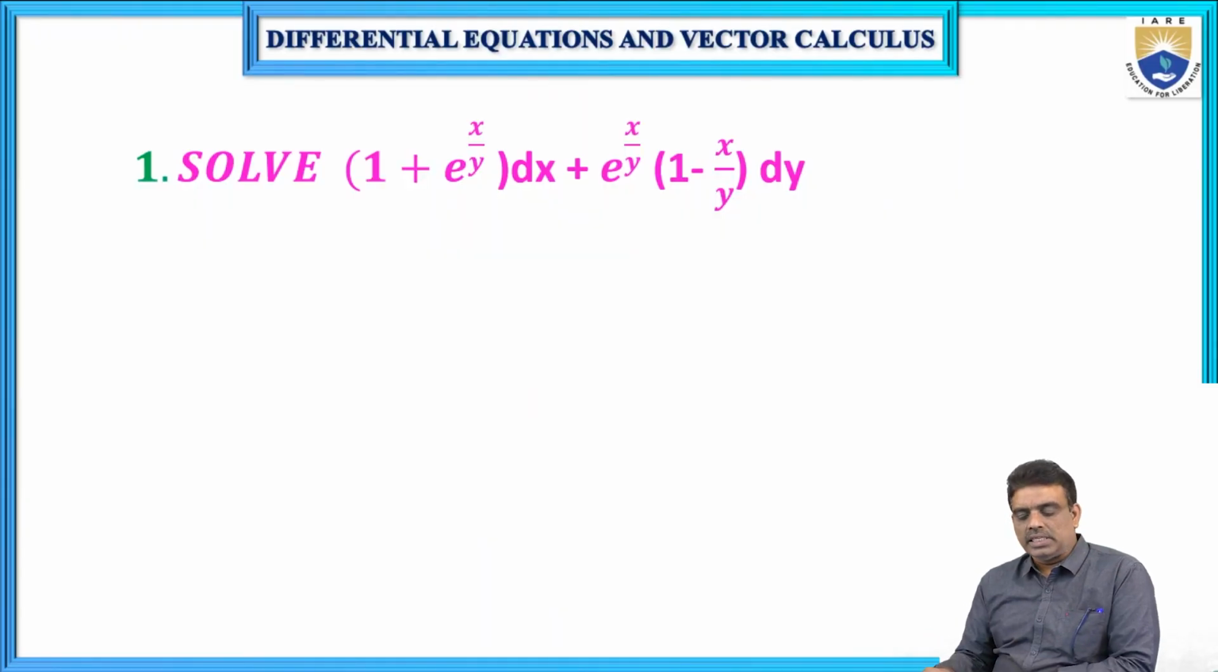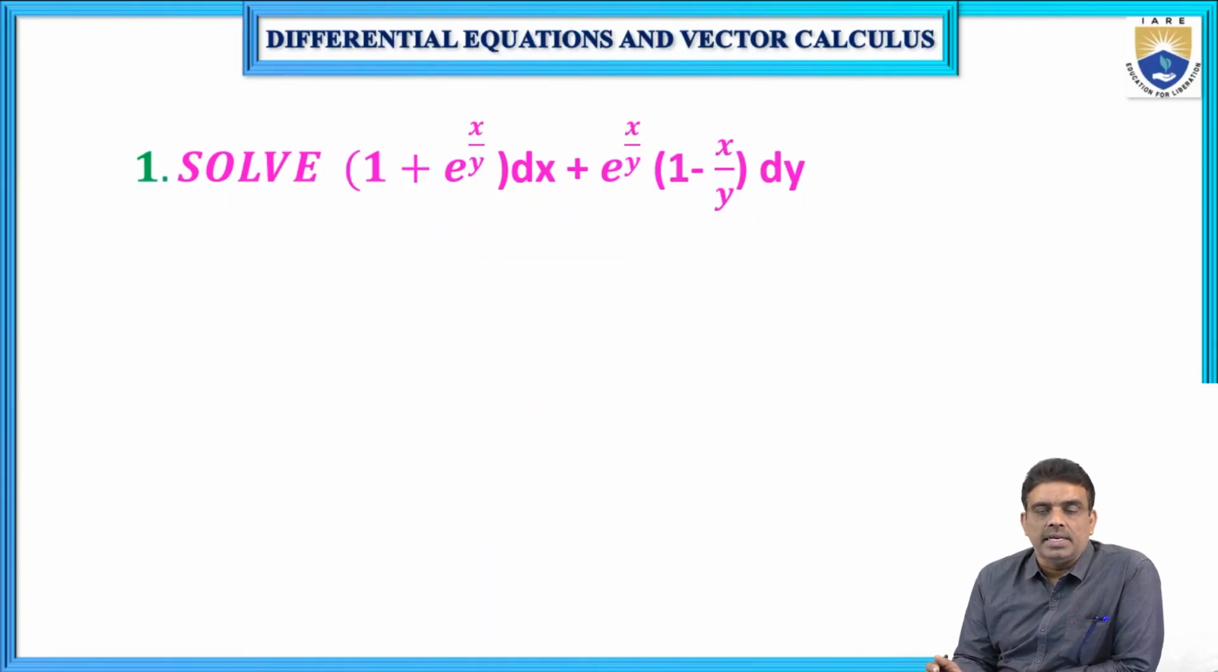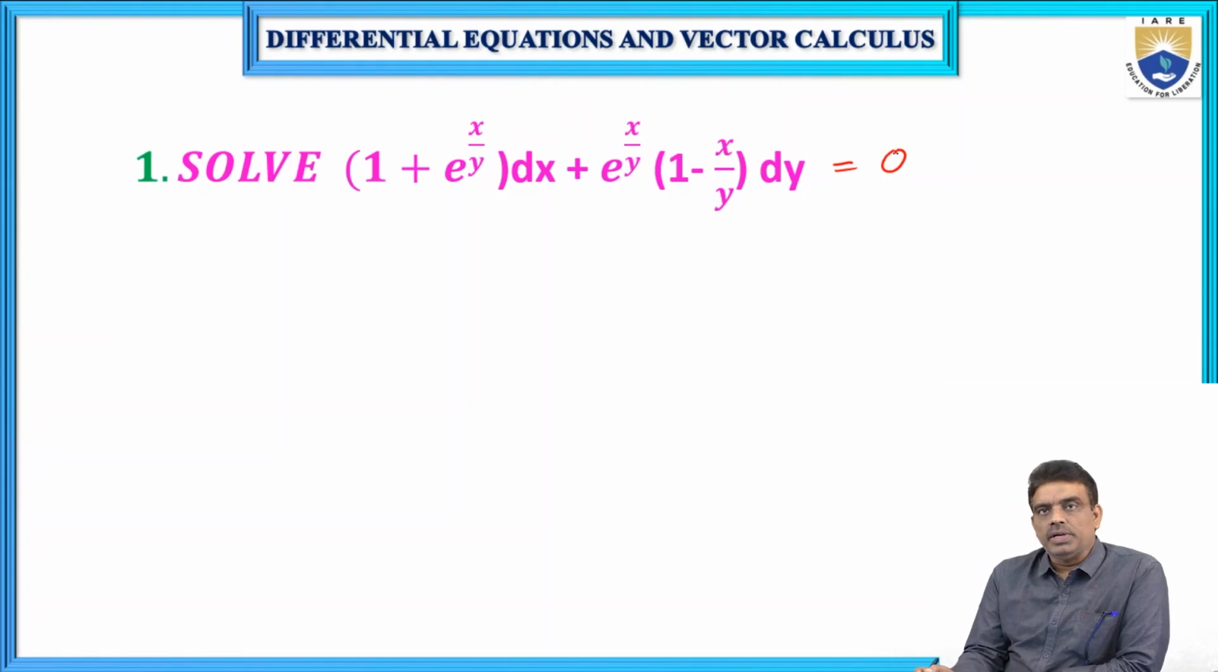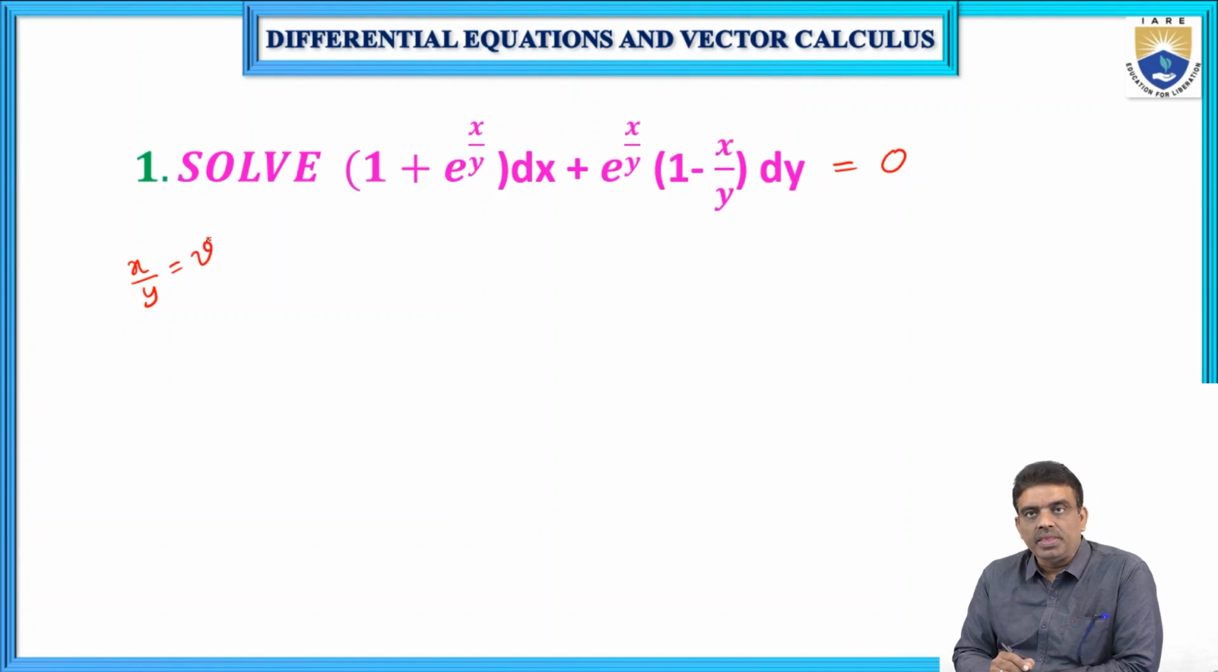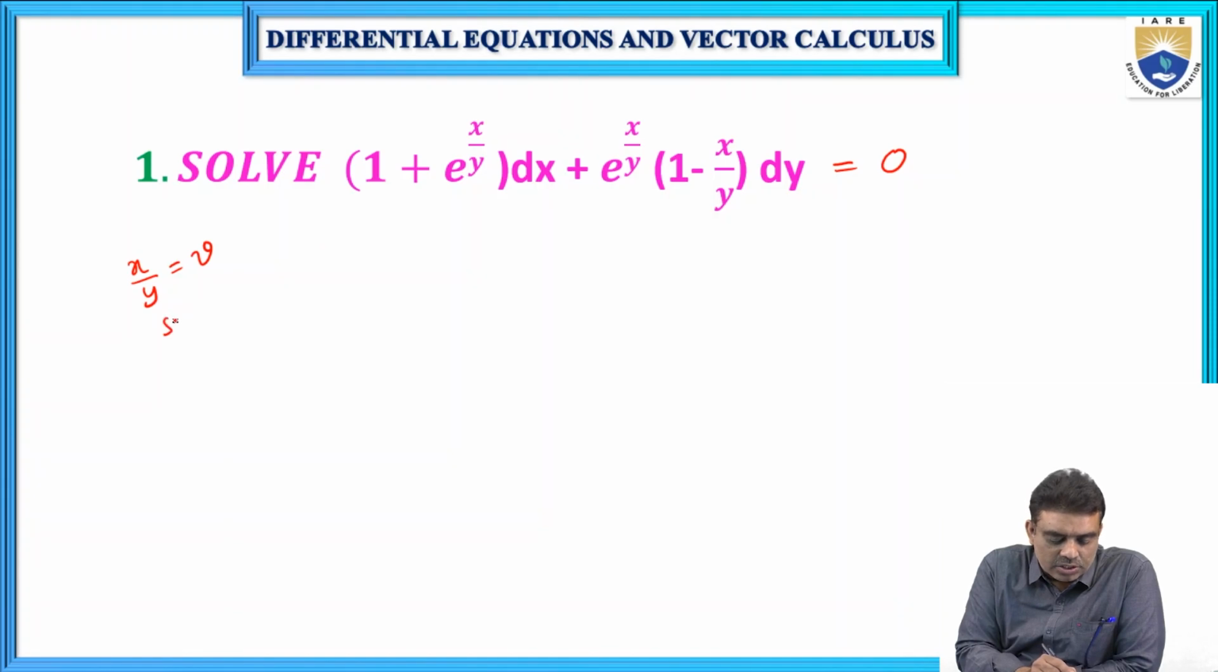So now see the first problem. Solve the differential equation (1 plus e power x by y) dx plus e power x by y into (1 minus x by y) dy is equal to 0. So we have to solve this differential equation, and by observing this equation, I can take x by y as another variable, say v, and reduce the equation to the homogeneous form, or we can reduce it to variable separable form.